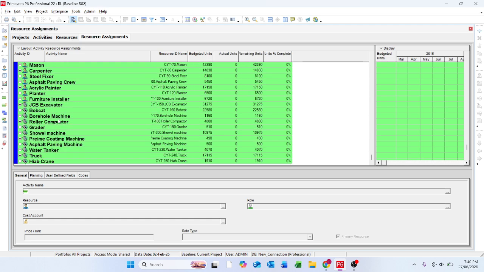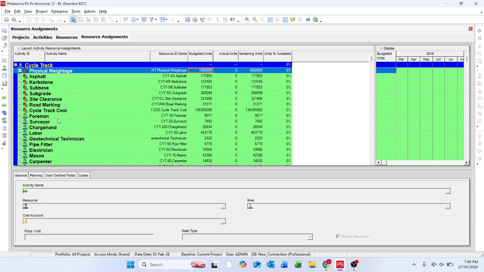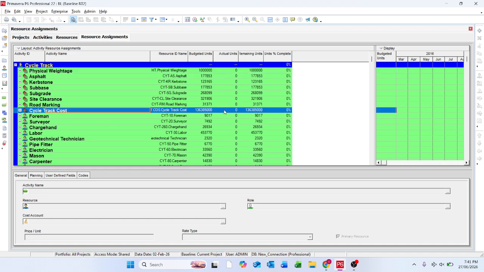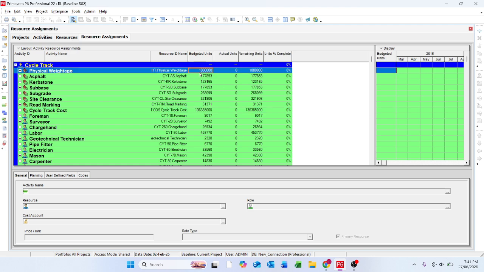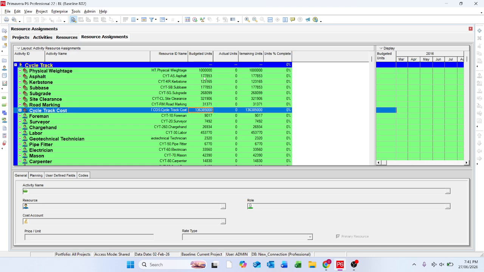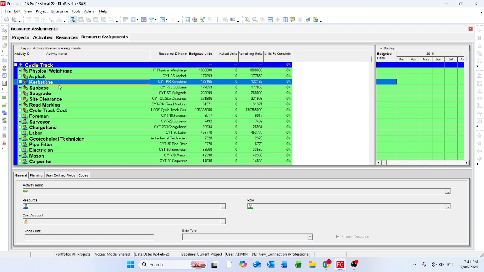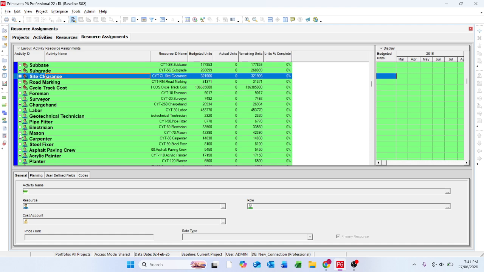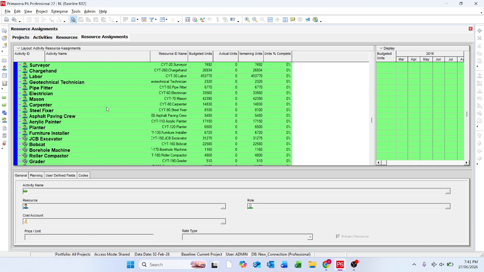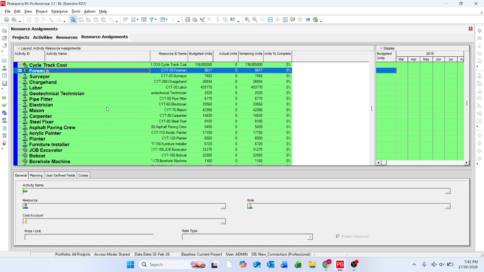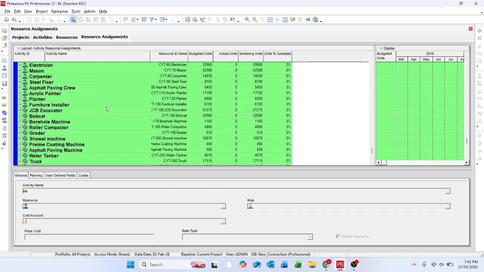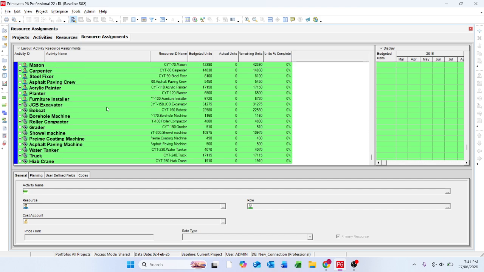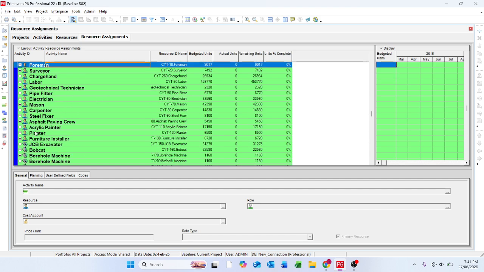These are the labors. Site clearance. Yeah, this one cycle. This one is the cost. 136 million. Okay. Physical weightage is kept as 1 million. And for the major KPIs, asphalt, curbstone, subbase, subgrade, site clearance, these are also kept loaded as units. And for the labors, these are the labors loading. Okay. And machinery also. Foreman here.